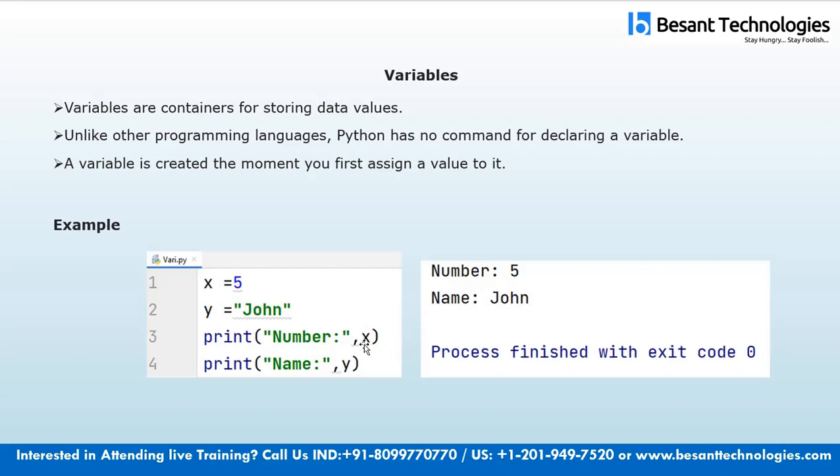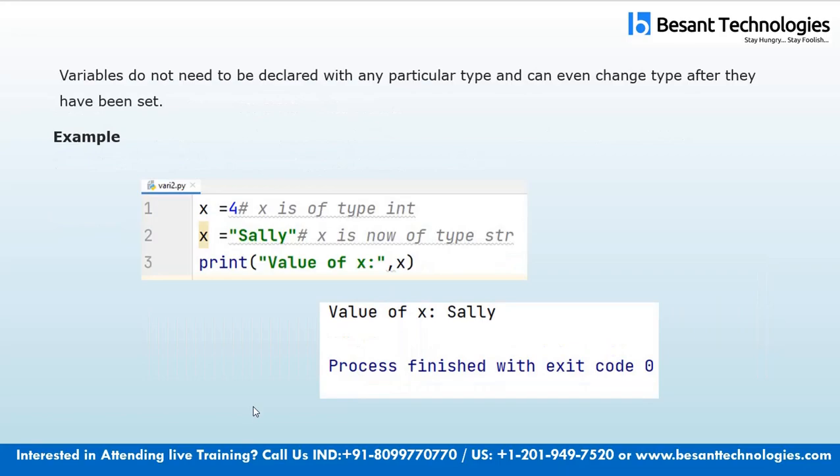And here, inside the x variable, what value do we have? 5. And the next line, name. So here I have name, and the value inside the y variable is what? John. So this is my output. Is it clear? Okay. Next.